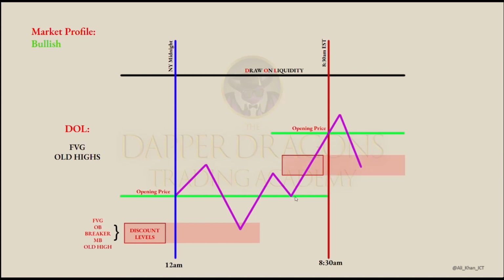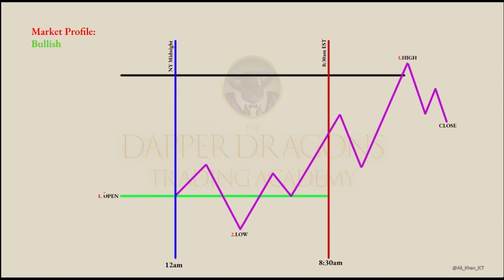Notice the low, the high, and we're in an optimal trade entry area, and we're pairing the discount levels on the left hand side, and price eventually hits our draw on liquidity and then eventually goes into the close. So we have our open, our low, our high, and our close. This is how we map out the daily range. So essentially we want to buy below the opening price at midnight and below the opening price of 8:30 AM if we're trading New York.